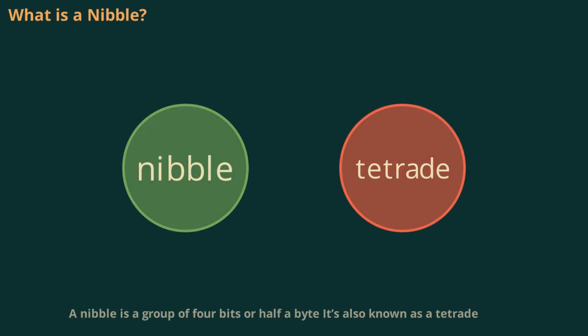A nibble is a group of 4 bits or half a byte. It's also known as a tetrade. Nibbles are useful for representing small amounts of data, such as a single hexadecimal digit, which fits perfectly into 4 bits. Understanding nibbles helps you see how data is organized at the lowest level.